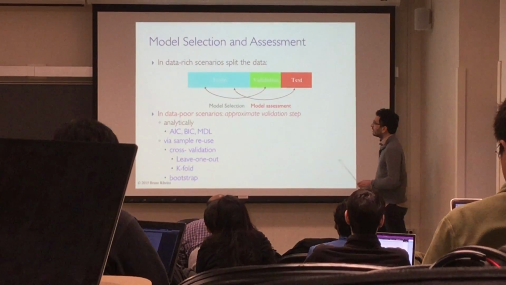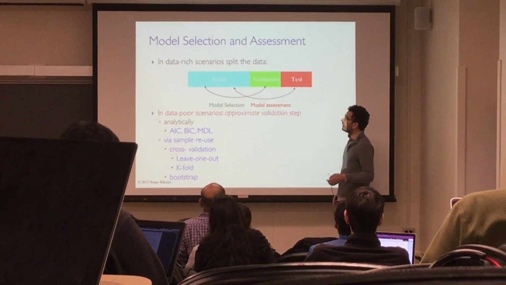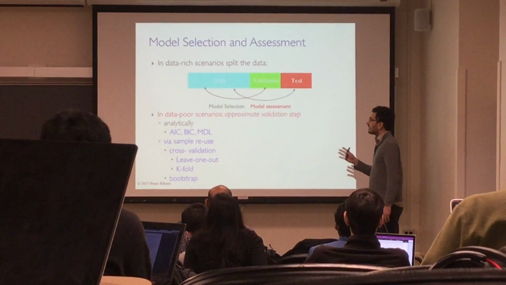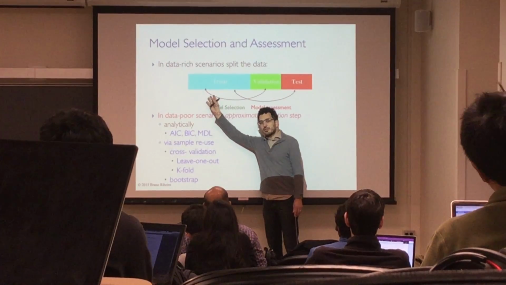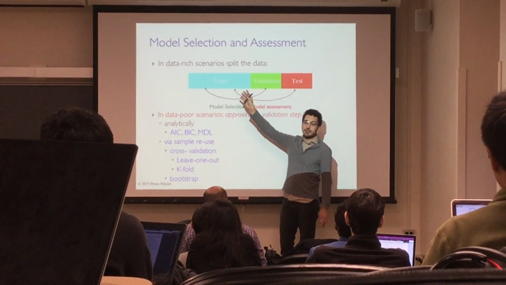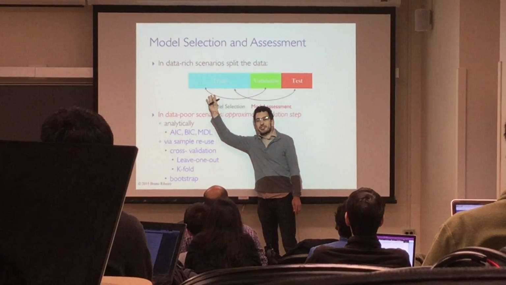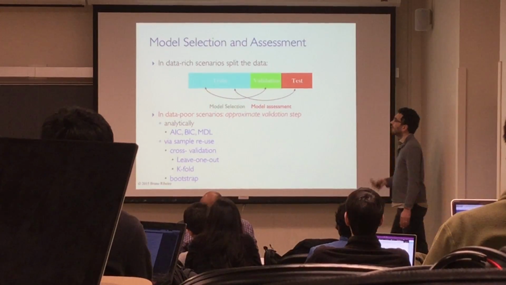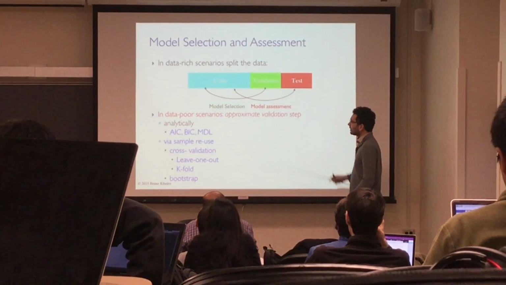In data-poor scenarios, you don't have as much data to divide things around. Notice that data rich is, as we'll see, relative. It's relative to how complex your model is. Google has a 15 billion parameter neural network. For 15 billion parameters, a billion images is not a lot of data. Okay, so it depends on the complexity of the model. So in data-poor scenarios, we try to approximate the validation step.